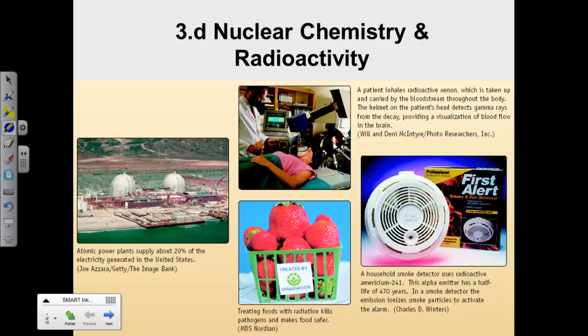So there's a lot of applications in healthcare where we use it both in diagnostic tests as well as in treatment of different diseases. And then in some of our everyday items like smoke detectors, we use different radioactive materials as well, obviously in safe doses so that they don't cause harm.